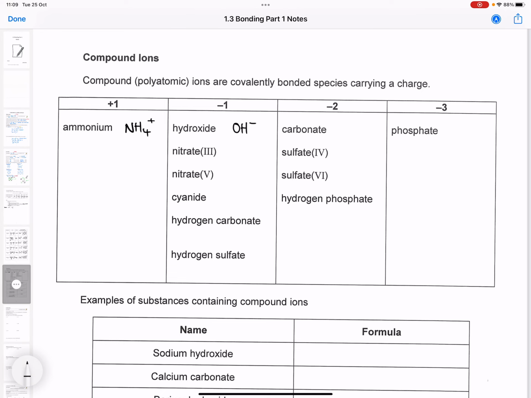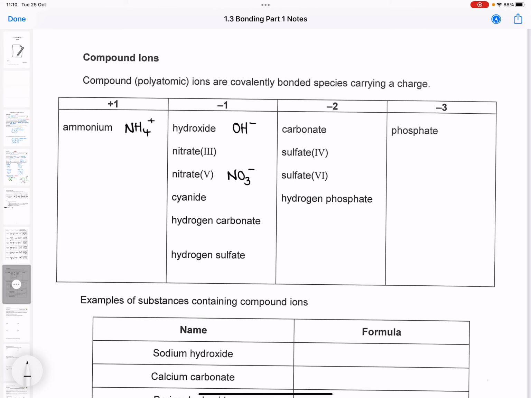Now you might have got a little bit confused by these Roman numerals. So what do these Roman numerals tell us? We've got 2 nitrates here. Now if I tell you that the nitrate that you probably remembered from your introduction pack was NO3 minus, right, we can look at these Roman numerals and say to ourselves, what must the 5 refer to?